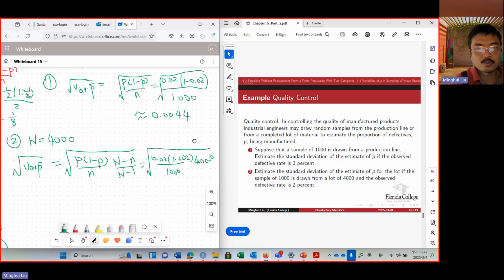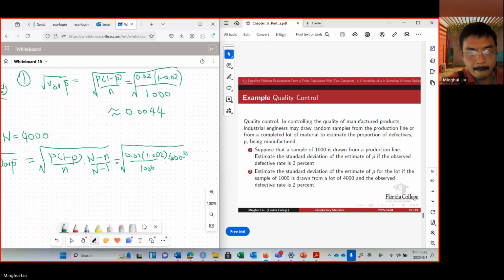Space time, it's 1,000 right here, and divides by 4,000 minus 1. So it's 4,000 minus 1, and the whole thing is under the square root. I'll leave it to you to do the calculation, and this is about 0.0038, which is even smaller than our result in the first part.